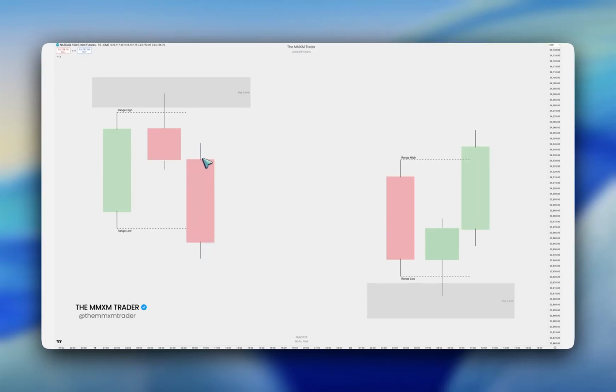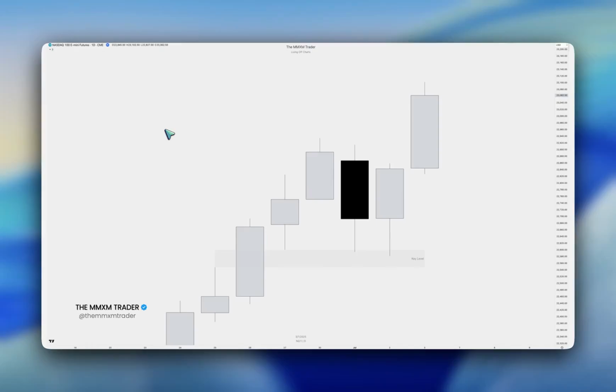Now, you do not have to wait for this candle to close and then trade the third candle. You can trade this candle here because we're running out of range high. You would look for a lower time frame change in the state of delivery within here, which will cover how you'll be able to trade that.